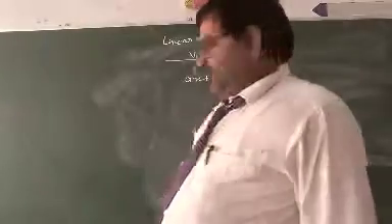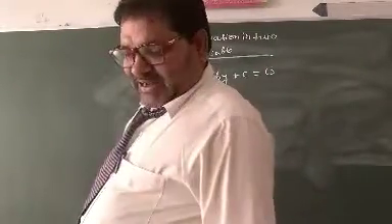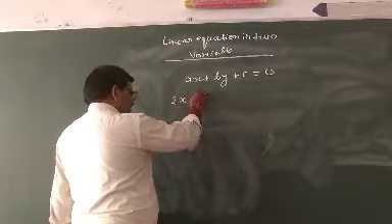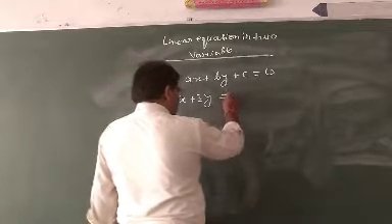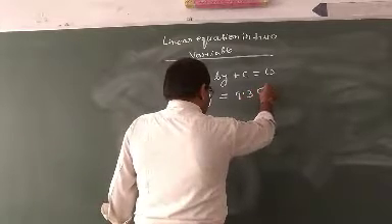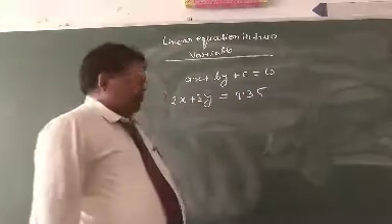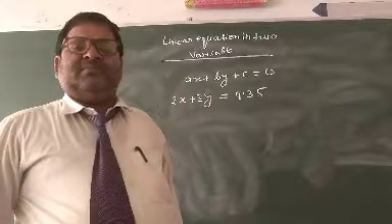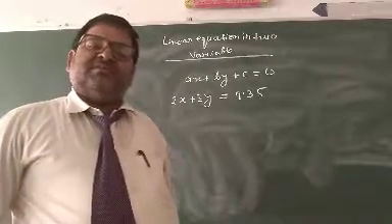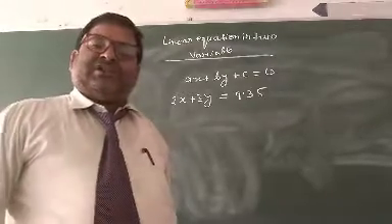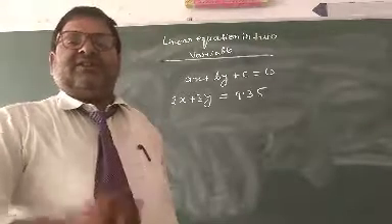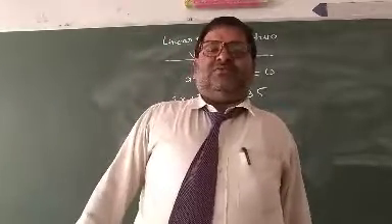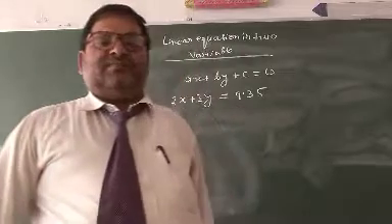Some question, now here expressed as 2x plus 3y equal to 9.35. First, we arrange the question in general form.